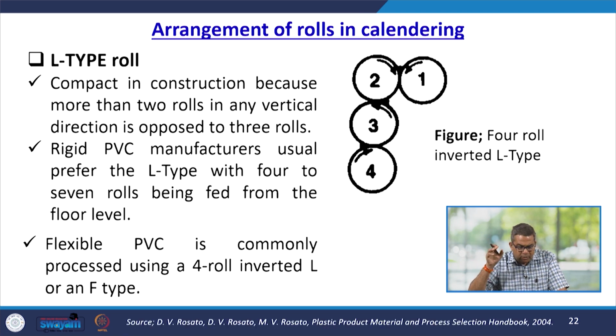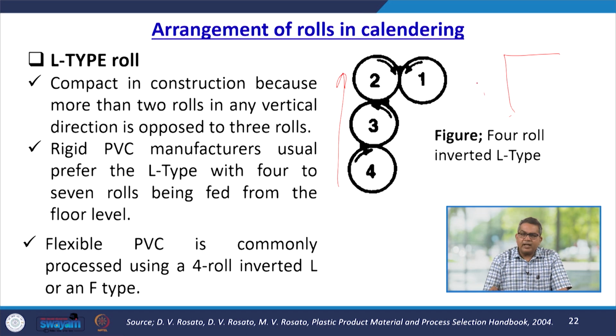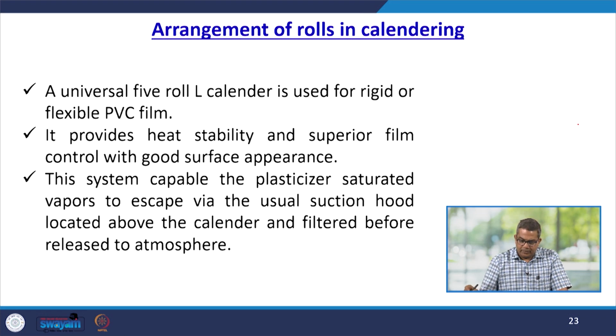Now, let us talk about the L type roll. Like you see that this is the inverted L type. It is compact in construction because more than 2 rolls are in the vertical direction, as opposed to the 3 rolls. The rigid PVC manufacturer usually prefers the L type with 4 to 7 rolls being fed from the floor level. Now, flexible PVC is commonly processed using 4 roll inverted L or an F type.